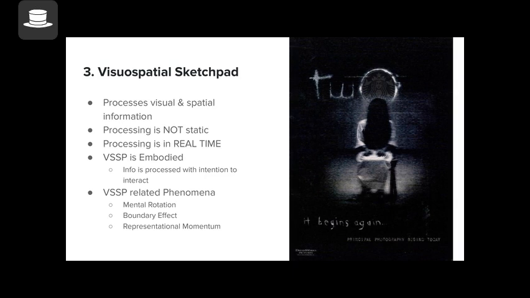Okay, and we'll talk more about this when we talk about the different VSSP related phenomena. But for now, I just want to give you an idea of what we mean by real time: you process visual and spatial information with an intention to interact and react with the objects that you're watching. What does it mean? Well, it is related to embodied cognition.